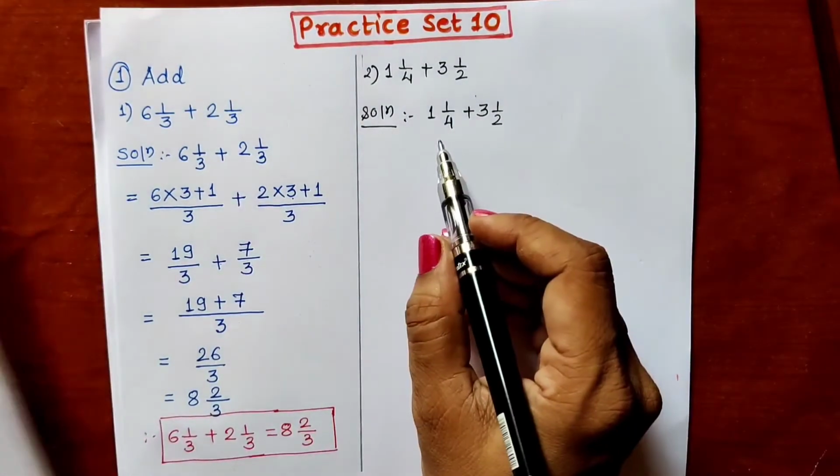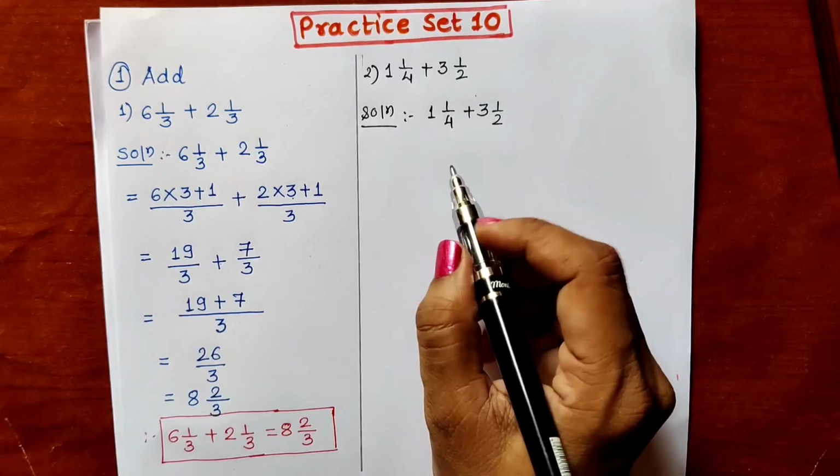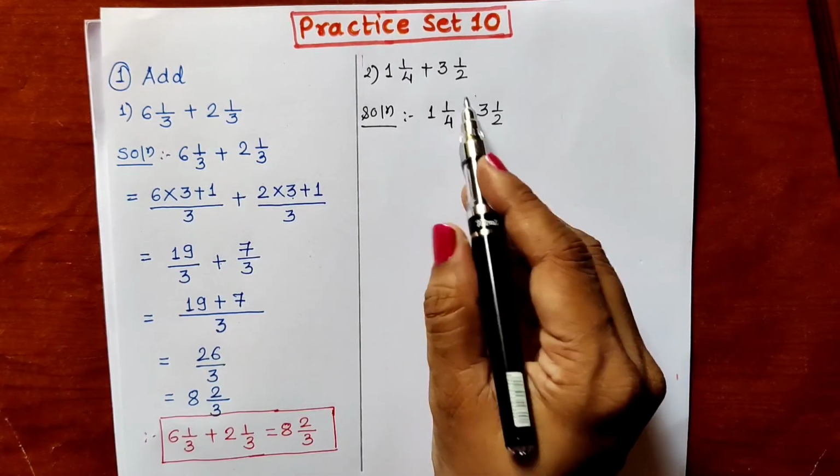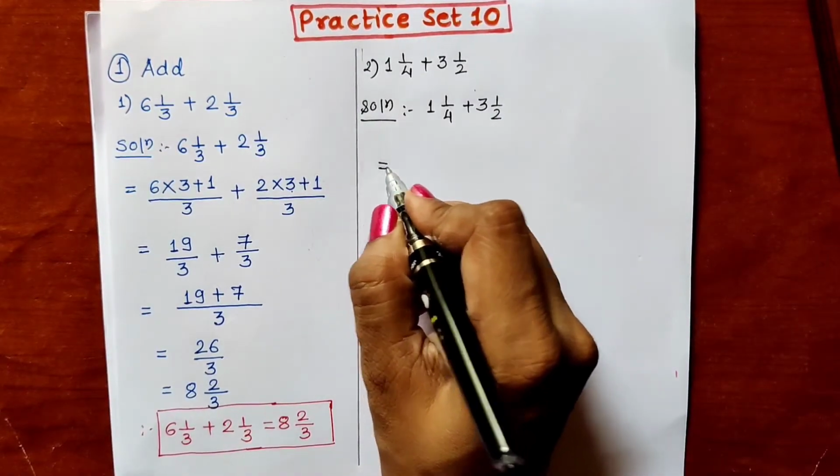In the beginning of the solution, we will be writing the sum as it is. Then the next step is to convert these mixed numbers into improper fractions. So you all know how to convert it.